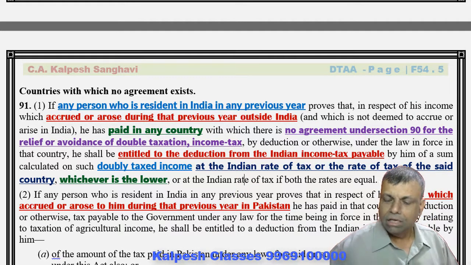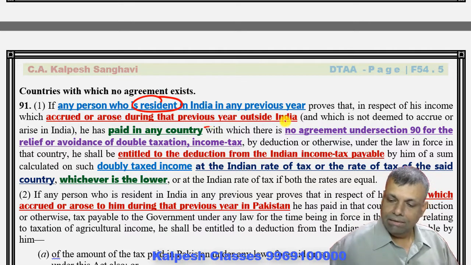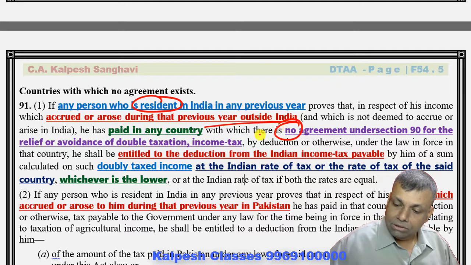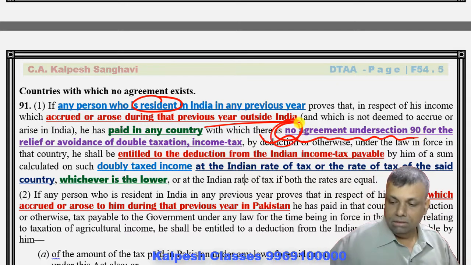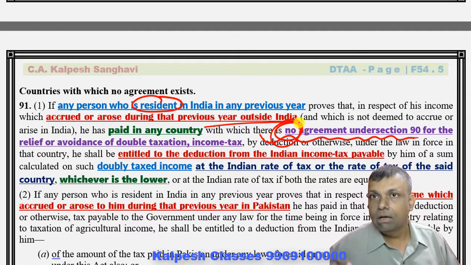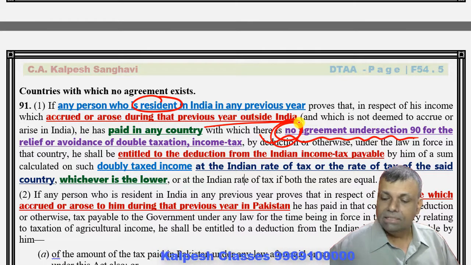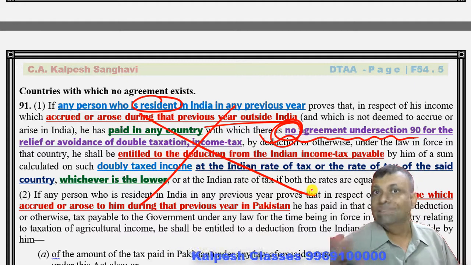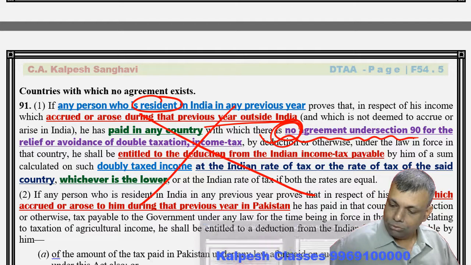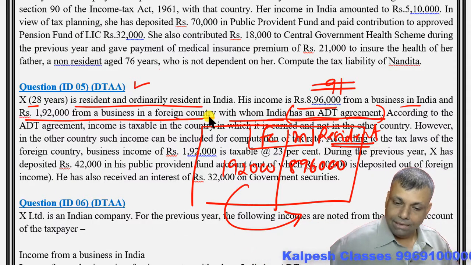Now see this particular small provision, section 91. I will again and again repeat this because students will always make a lot of mistakes. See, a resident having some foreign incomes where there is no agreement under section 90. This is one of the preconditions of giving a relief or a deduction under section 91. And that is the reason in the given question, section 91 is not applicable. So that was one of the very big silly mistakes that students often make.